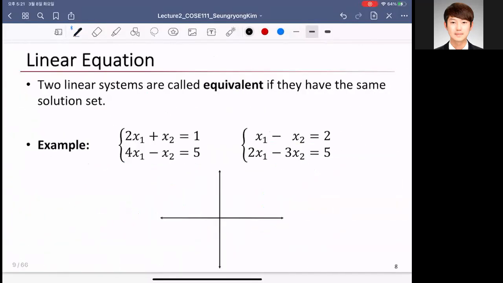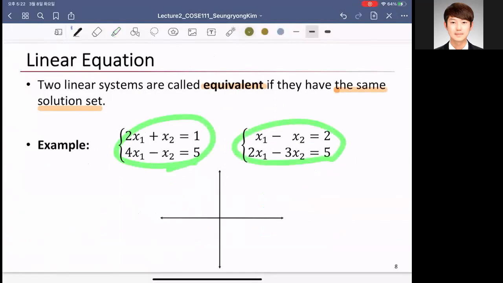One more concept is equivalence. Two linear systems are equivalent if they have the same solution set. If two linear systems have the same solution set, they are equivalent systems. Here's the example. We have linear system 1 and linear system 2. Let's think about these two. I mean, do these two linear systems have the same solution set or not?